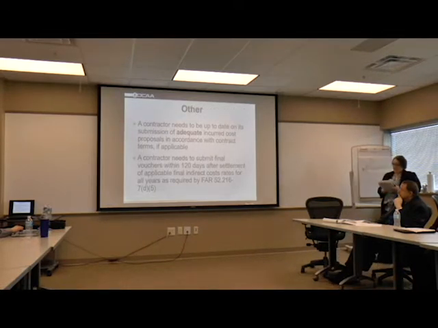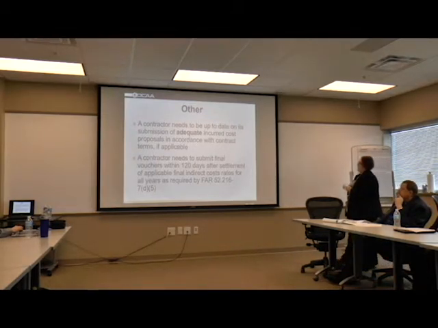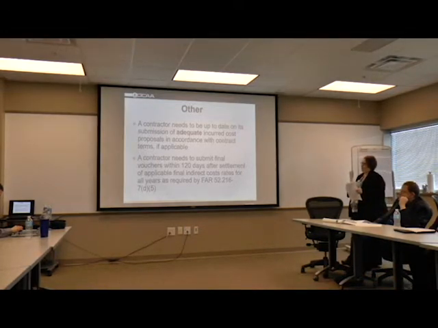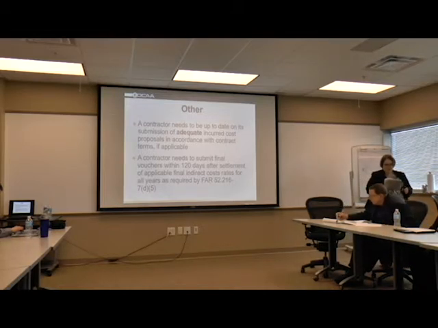So, just a few other points: a contractor needs to be up to date on its submissions of adequate incurred cost proposals in accordance with the terms of the contract, if applicable. So if you have a cost reimbursable contract, you're required to submit your annual incurred cost within 6 months of the end of your fiscal year.